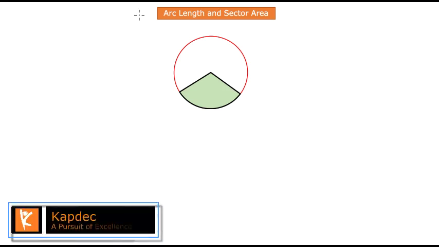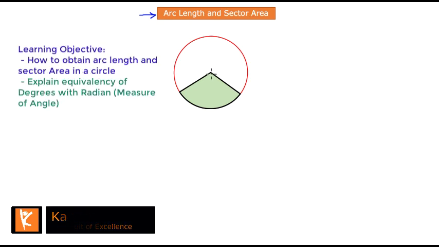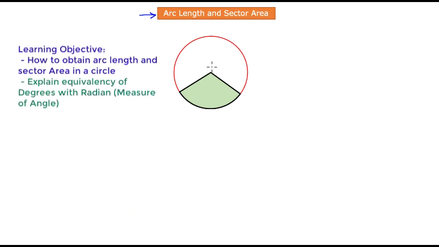In this tutorial, our learning objective is to be able to compute the arc length and the sector area that has been created by an arc on a circle. So let's say this is my diagram: a circle with a center at O right here. And then there are 2 points on this circle, the point P and Q.